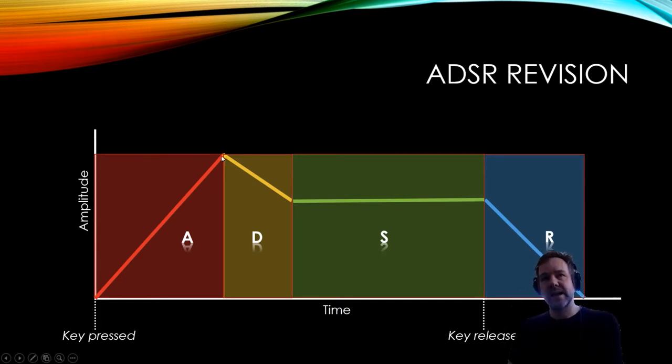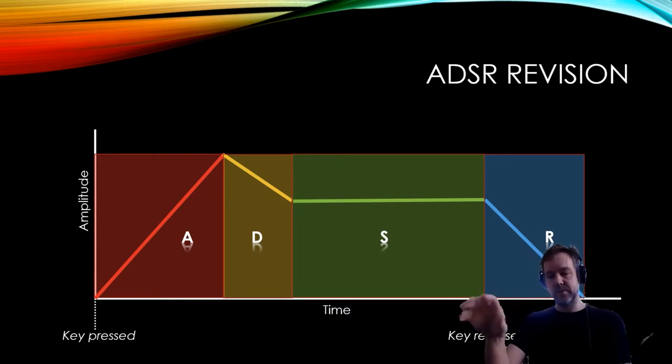Then you've got a decay, which is how long does it take us to go down to this sustain level? So this is in time. Decay is in time, but sustain is an amount. And this is when you've got your finger on the button on the keyboard, on the note.